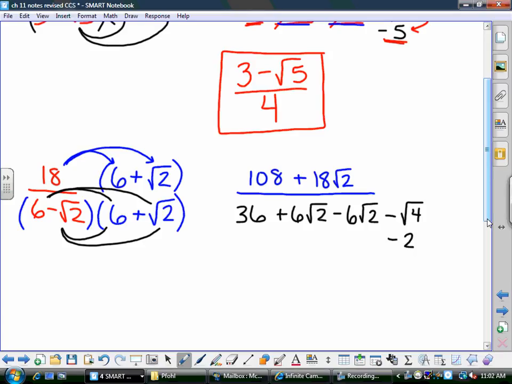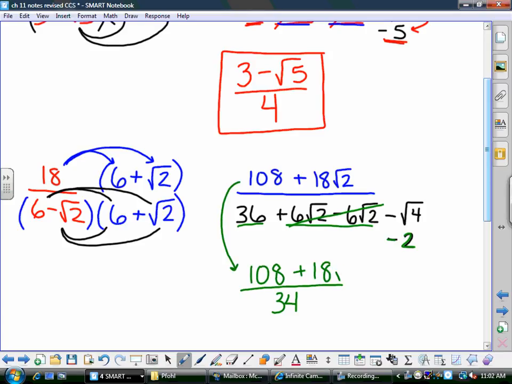Just like on the last one, the middle ones cancel out and all the square roots go away. Plus 6 square root of 2 minus 6 square root of 2 cancels out. So all that's left on the bottom of the fraction is 36 minus 2, or 34. There aren't any square roots left on the bottom after multiplying by the conjugate. The bottom is just a number, 34. The top of the fraction stays the same, 108 plus 18 square root 2.